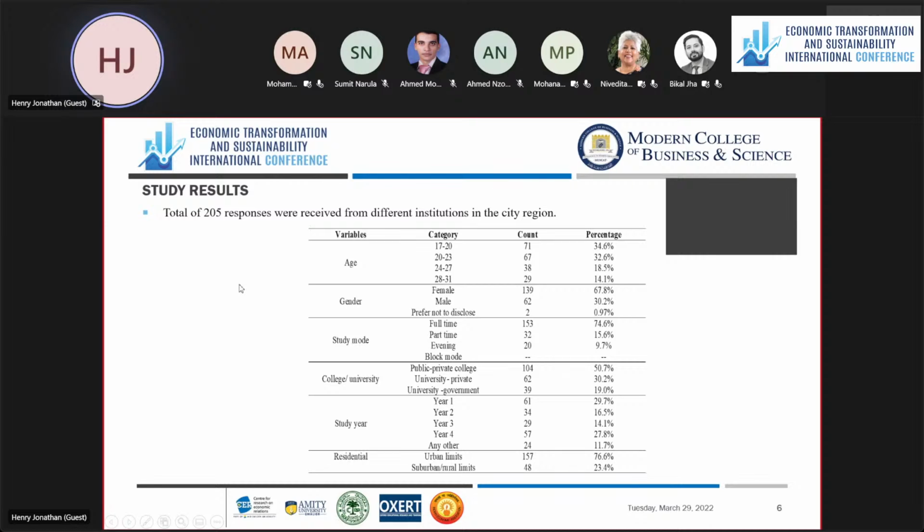Now, from this survey, we have got 205 responses from different colleges, from different institutions, and the demographic information is given here for a quick look. The age group, the gender, the study mode, the colleges, study area, and residential. We have from the 205 responses, these were quantified to describe the percentages of their contribution.